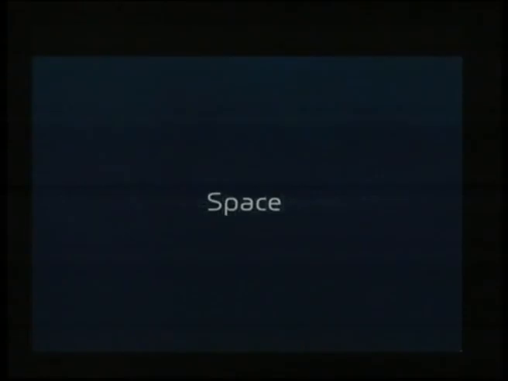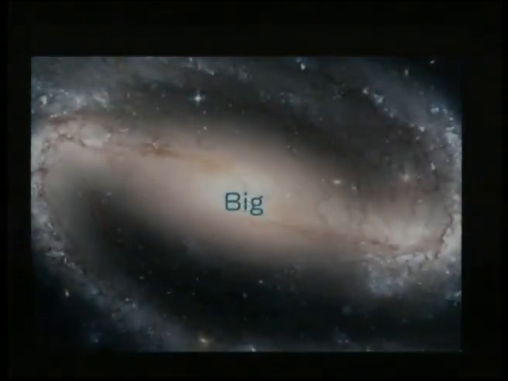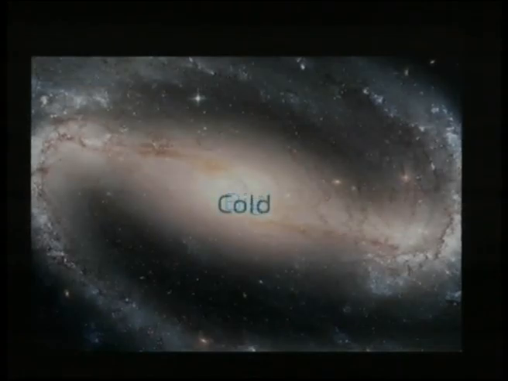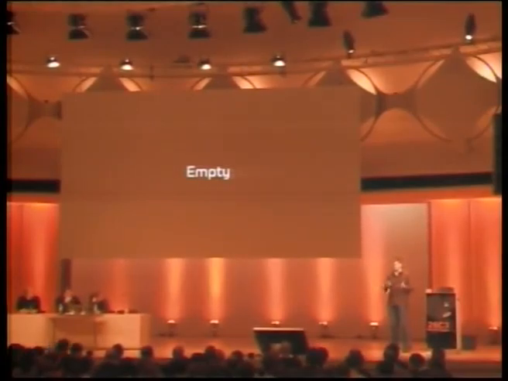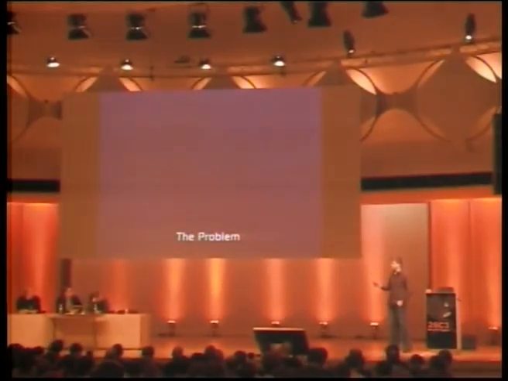So, okay, first of all, we have space. Well, space is always big, it's really big. It's cold, and most important, it's empty. It's not 100% empty, but you've got a giant distance between stars, even between planets. So here we are, starting with our problem. Our first problem is distance.